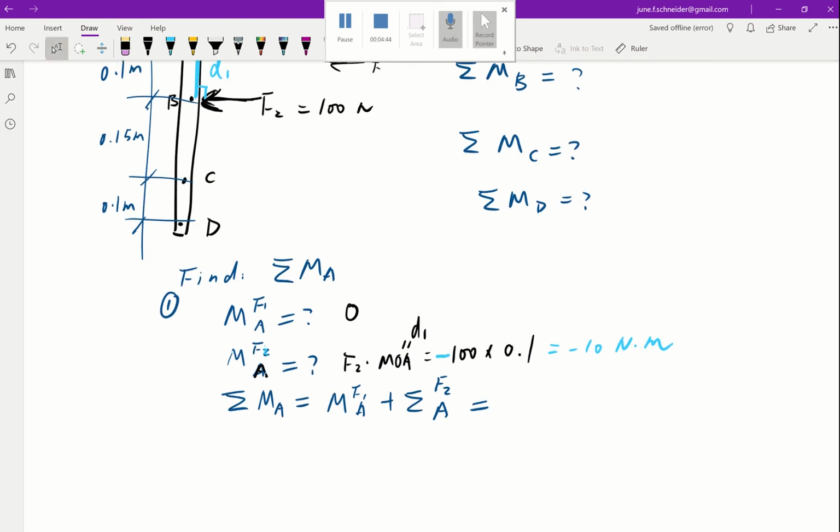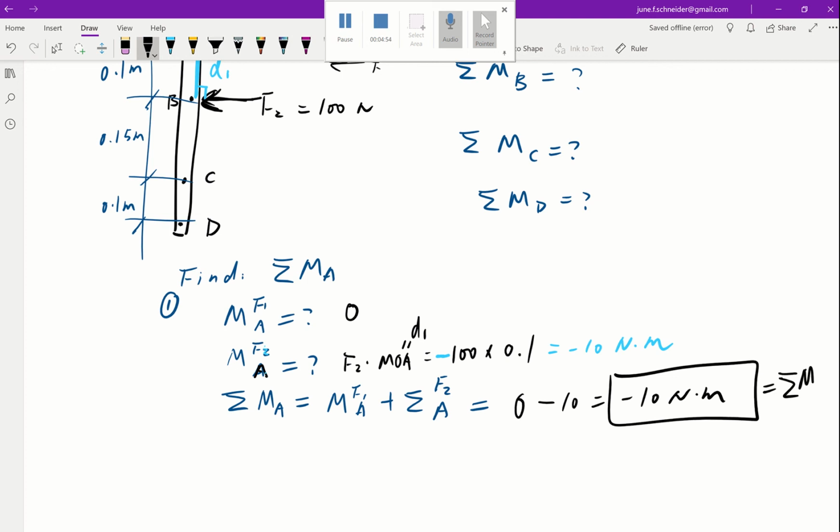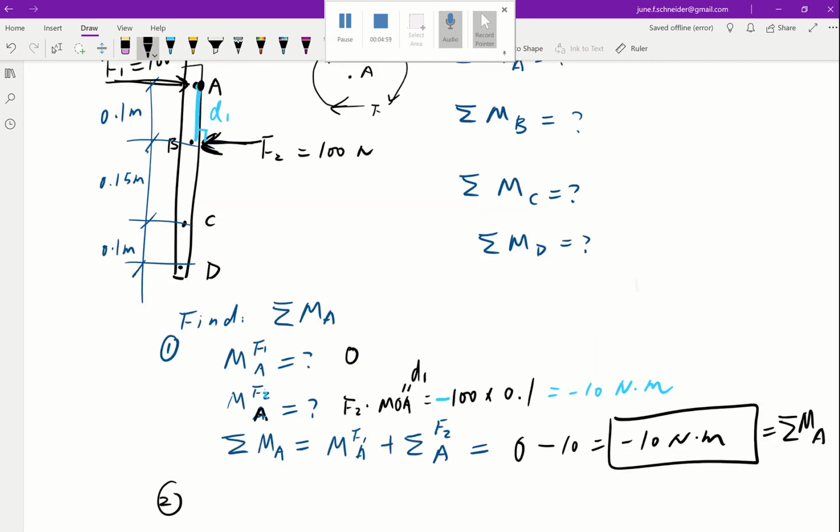All right. Now, knowing that, we're going to add them together. So it's 0 minus 10. That gives us negative 10 Newton meter. So you solved the first one already. That's the sum of all the moments rotating about A. Now, 1 down, 3 to go.